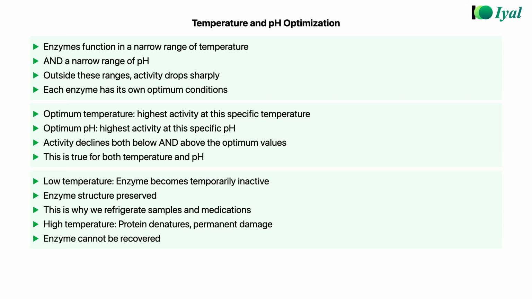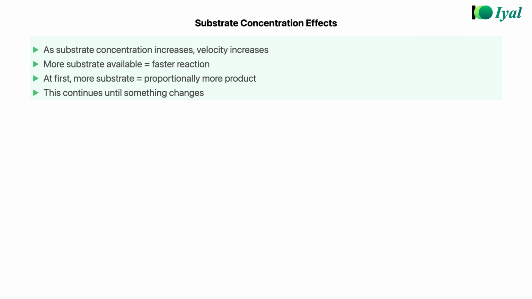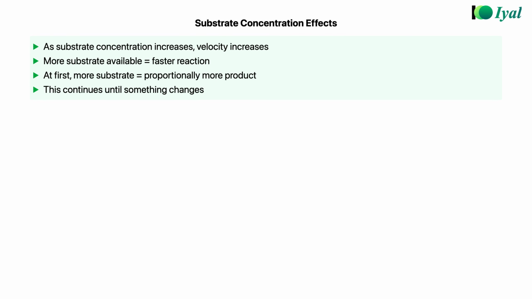But high temperature is different. Heat denatures the protein. The 3D structure collapses. The active site is destroyed. This damage is usually permanent. The enzyme is gone.